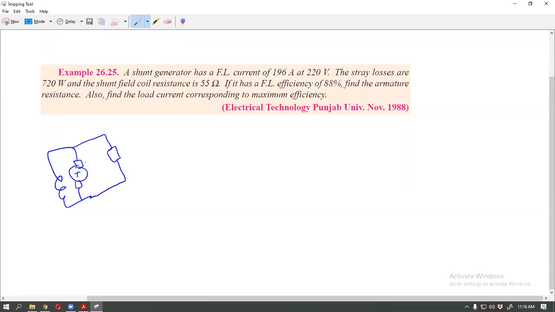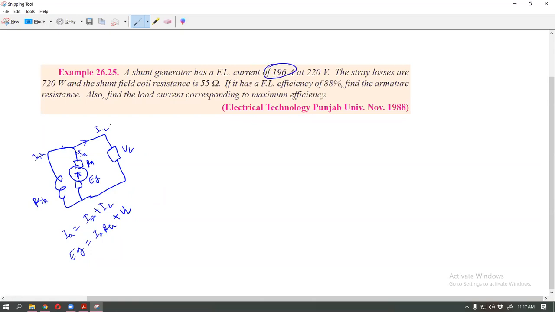Okay, this is the current flow. This is IA, RA, and this is EG, and this current is the ISS, IL, the PL, RSS. Okay, and you know that IA is equal to ISS plus IL, and EG is equal to IRA plus EL.